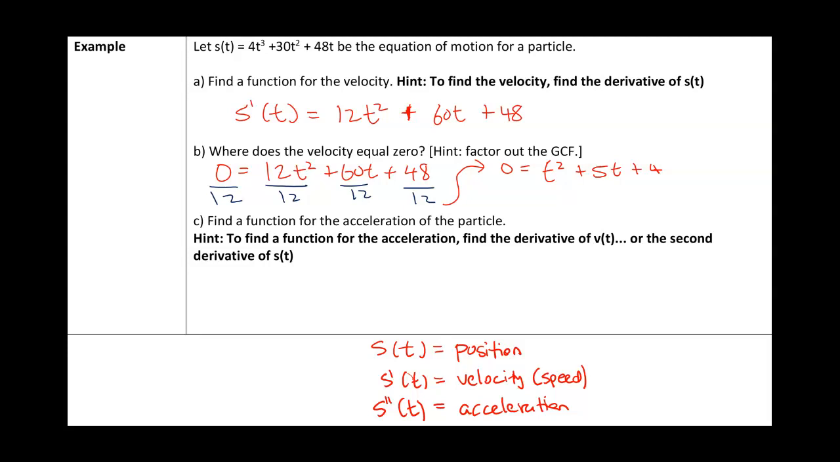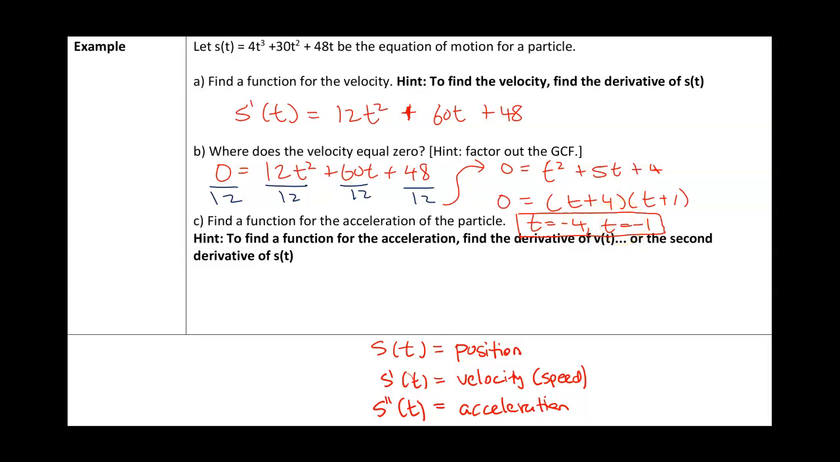Now we can factor this or use the quadratic formula, but factoring is easier. We have to find 2 numbers that multiply to 4 and add up to 5. Those are going to be 4 and 1. And so for our t values, we get negative 4 and negative 1. Now this doesn't make sense because the velocity equals 0 at negative time, but we're going to go with this for now.